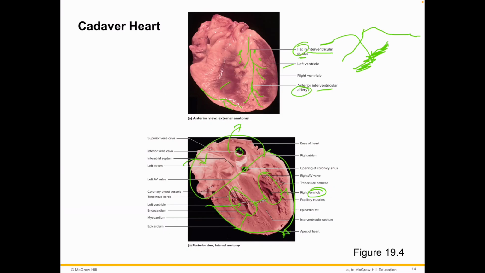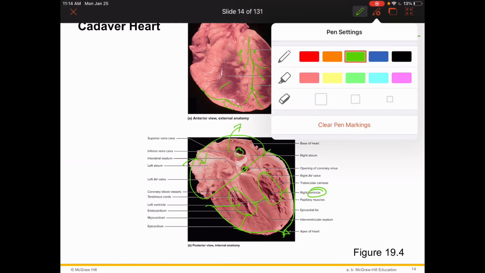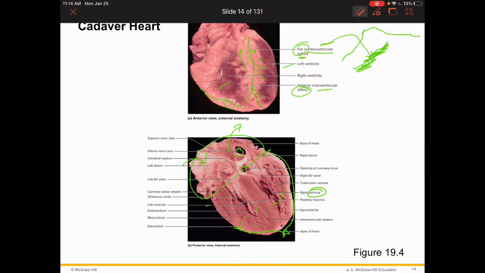Other things that are kind of interesting, let me see if I can get this erased real quick. You might notice these little strings. These are chordae tendineae, tendinous cords, like native tendons, right? They're going to be pulled on by these lumpy bumps of muscle out here. This is the trabeculae carneae.